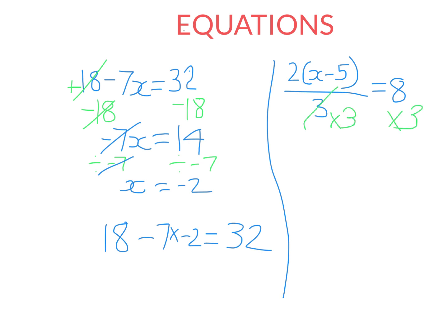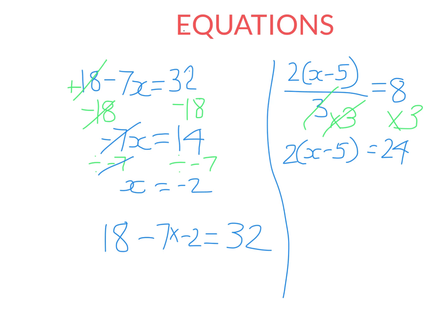I undo dividing by 3 by timesing by 3. They cancel each other out. So I'm left with 2 outside of x minus 5 equals 8 times 3, which is 24. Because I times the left-hand side by 3, I must also times the right-hand side by 3. So there's two ways you can solve this. You can next divide by 2, or you can expand the brackets.